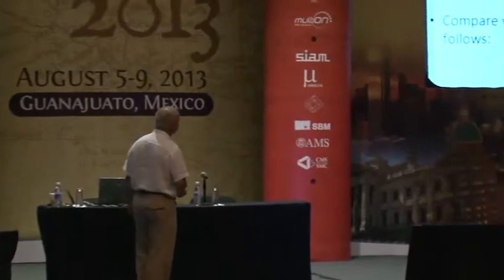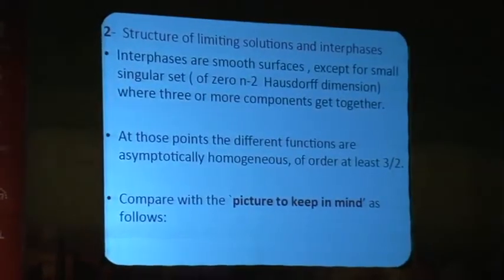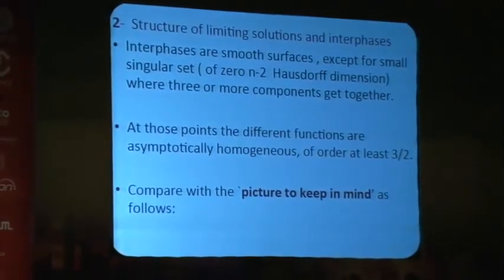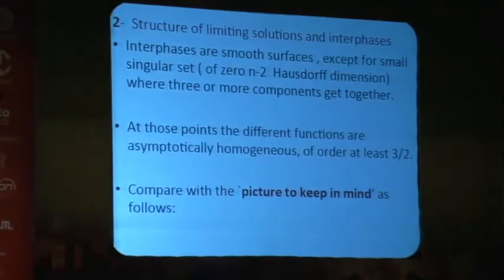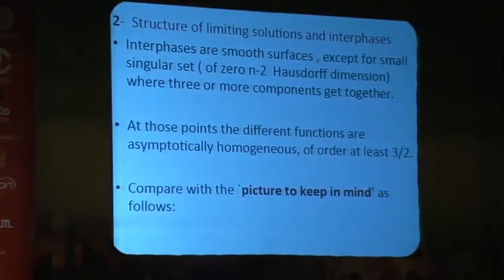So what you want to prove is, in general, in Rn, that you have these interfaces which are smooth, where just 2 components come together, and then there are some singular sets where more interfaces come together, and that has to be of Hausdorff dimension n minus 2. Okay, and also at those points, you see in the example I show in the picture to keep in mind.